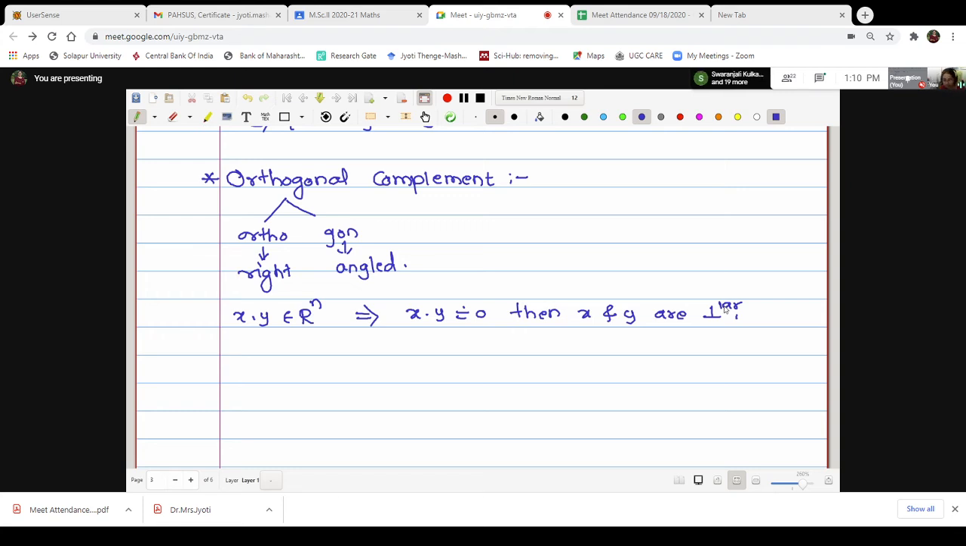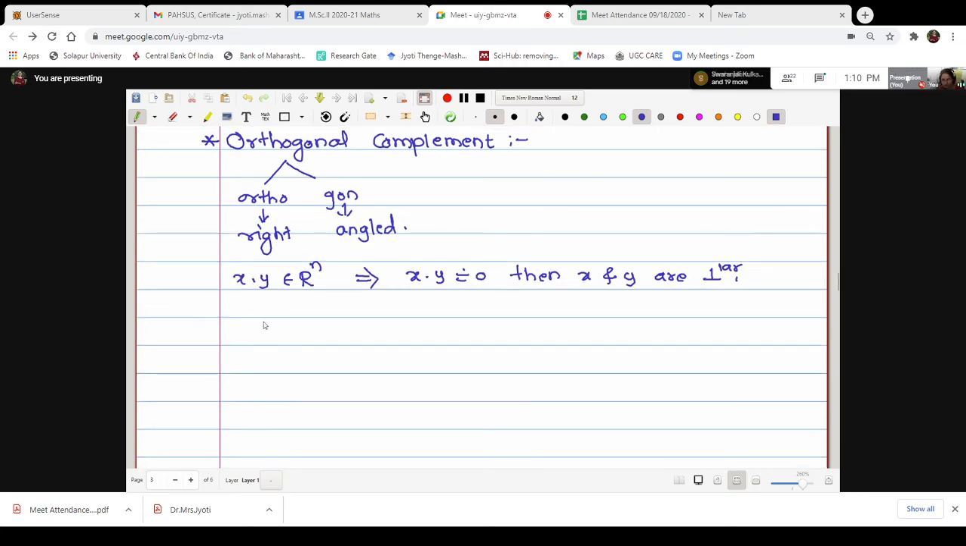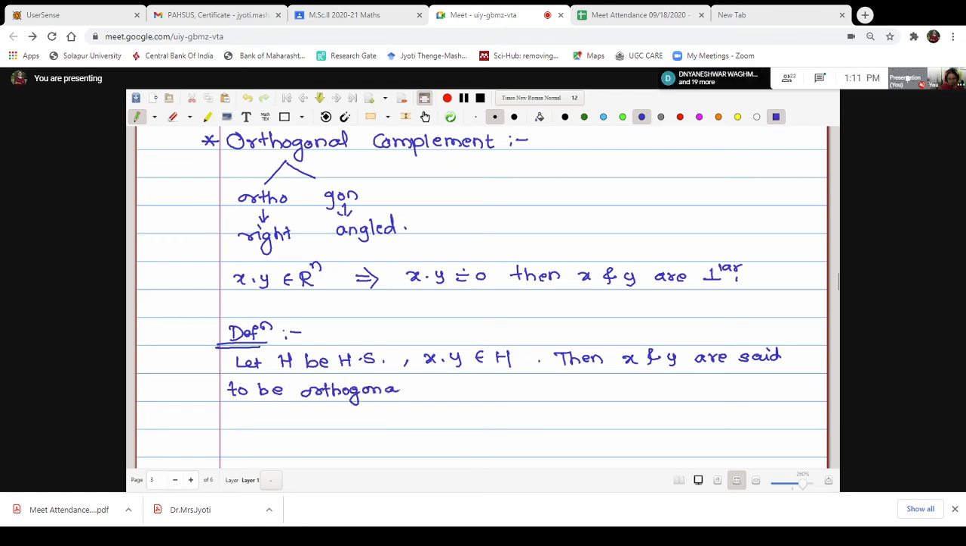Therefore, what would be a definition? Can you guess what would be a definition of orthogonality in this chapter? Yes, we are just extending the definition. Let H be a Hilbert space, x and y belong to the vector space H, then x and y are said to be orthogonal if, yes, we are just extending this condition.